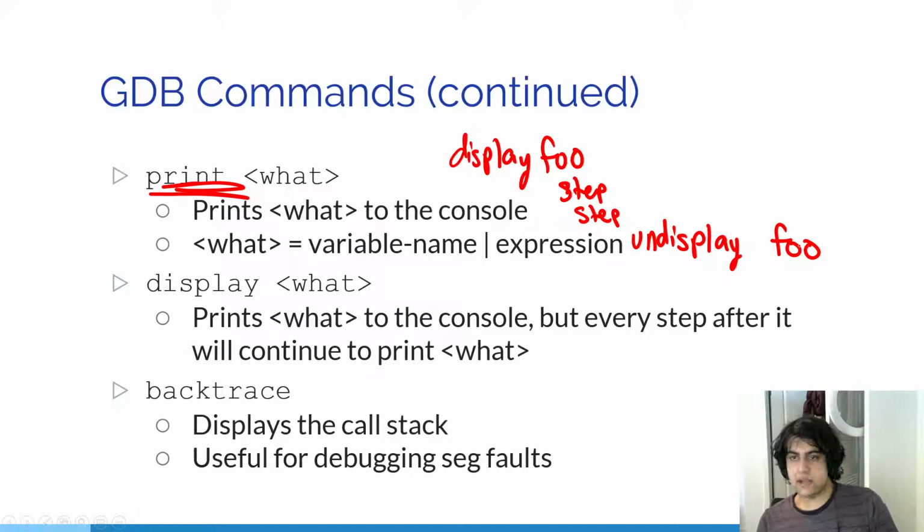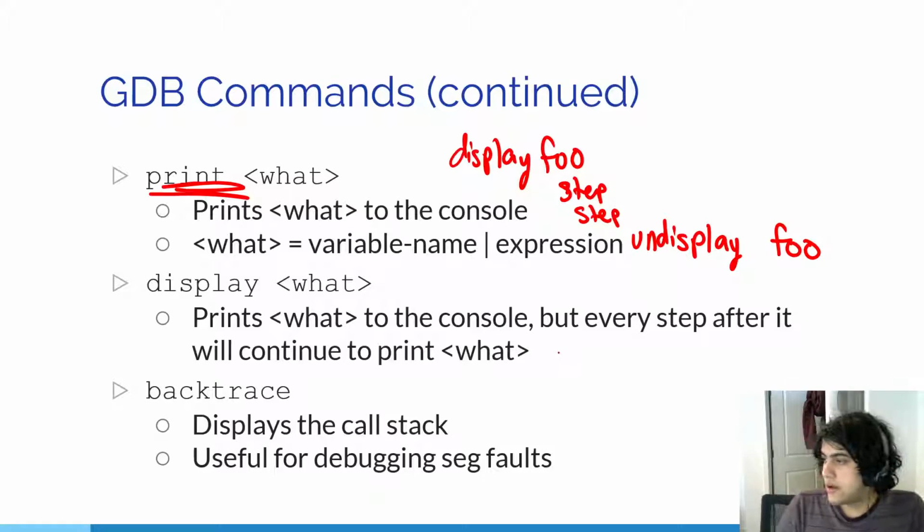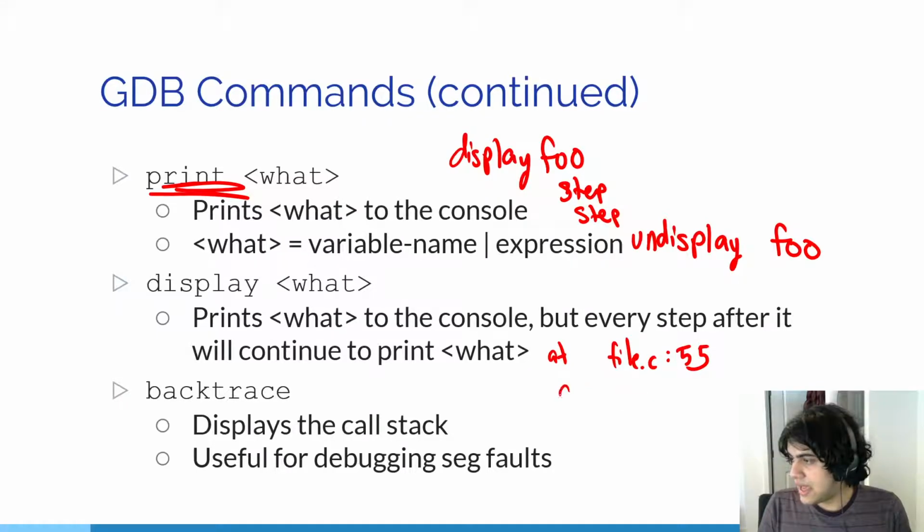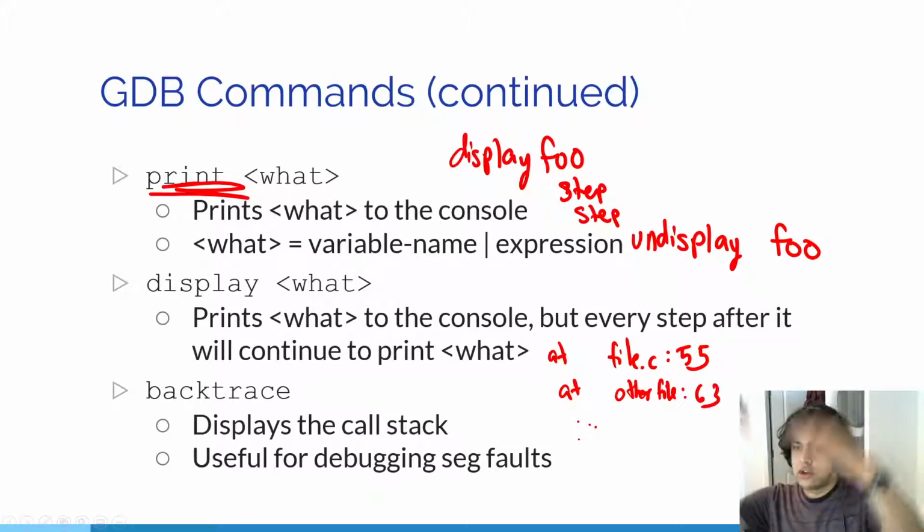The last thing could be backtrace. One thing you guys might be familiar with in Java is a stack trace. So it would say something like java.lang.NullPointerException at file.c line 55, at other file line 63, and it's going to show you all of those function calls leading back to your main function.